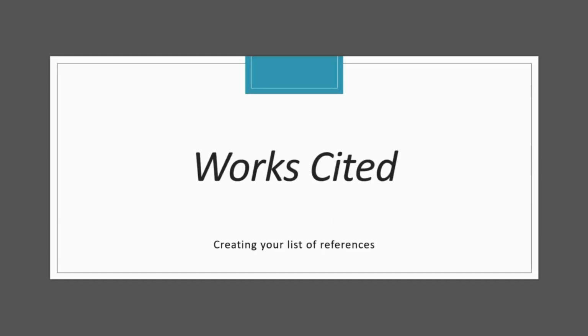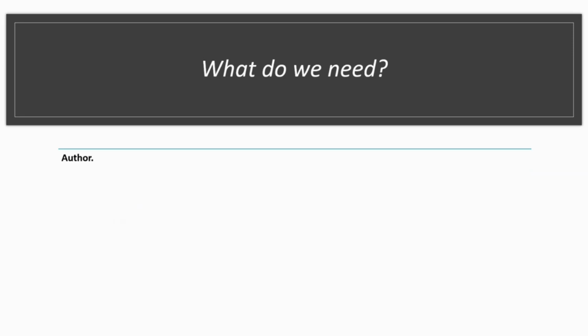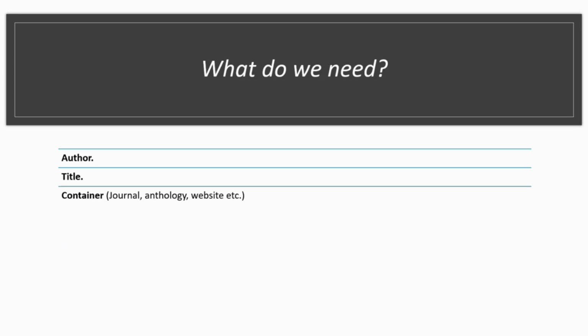Okay, so let's build the works cited page. So to create a works cited, we're going to need some important information. First, we need the author, and then we need a title. And these are the two main pieces of information about the text, the author and then the title. Then we need to gather information about the container. So remember, this is where we found the source, maybe in a journal, on a website, in an anthology, and look for the title of the container.